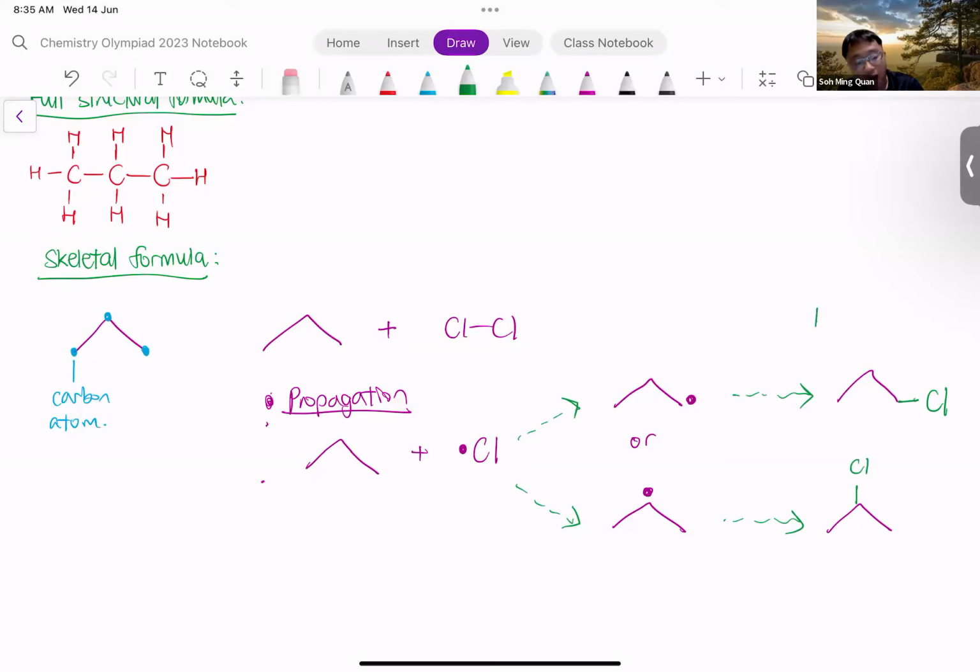This is 1-chloropropane, 2-chloropropane. So these are isomers of each other. So you can see if the radical is different, then you result in the formation of different products, which are isomers of each other. So obviously there must be some rule to govern which product is going to be the major product.